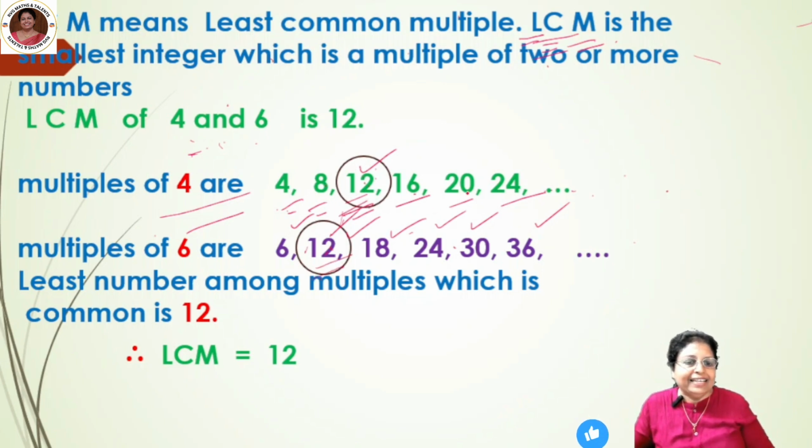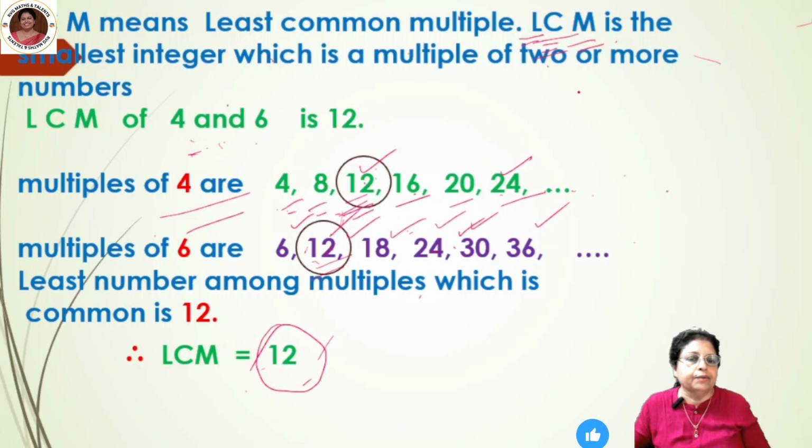Then what about 24? 24 is a multiple of 4, and at the same time you can see 24 is also a multiple of 6. But we want the least common multiple. So what is LCM? LCM is 12. That is the least common multiple. See, by factorization we can find LCM.